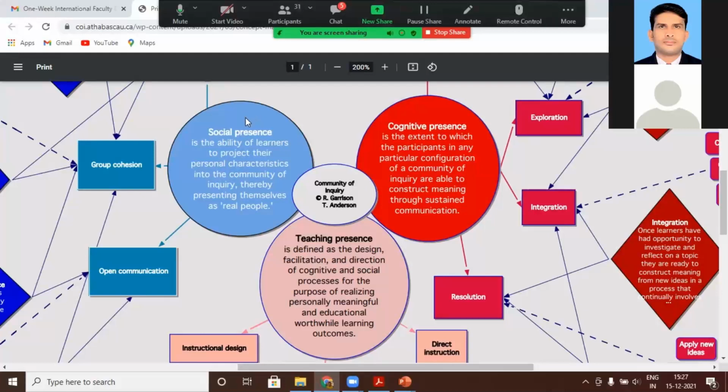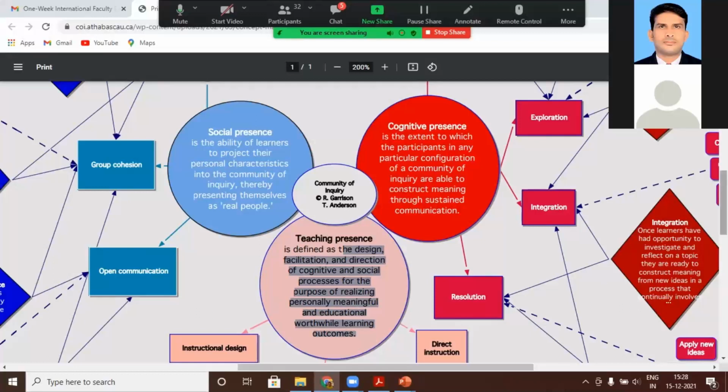So what Garrison said is that teaching presence, social presence, and cognitive presence are the three dimensions. As I told you, the social presence is the ability of the learner to project their personal characteristics into the community of inquiry, thereby presenting themselves as real people. Because in an online environment, it is very difficult to project yourself as a real and active individual. Then the cognitive presence is the extent to which the participants in any particular configuration of a community of inquiry are able to construct meaning through sustained communication. So the communication is the key here. Then the teaching presence is basically the design, facilitation, and direction of cognitive and social processes for the purpose of realizing personally meaningful and educationally worthwhile learning outcomes.